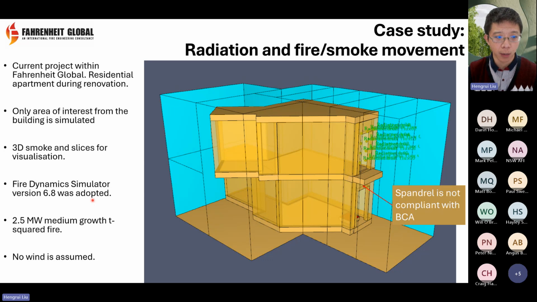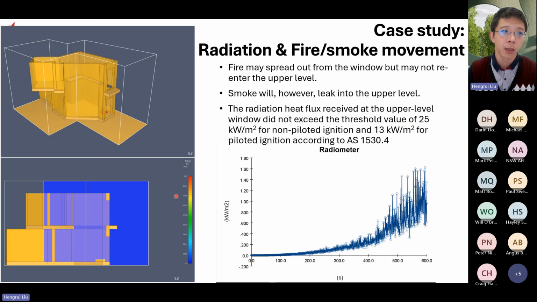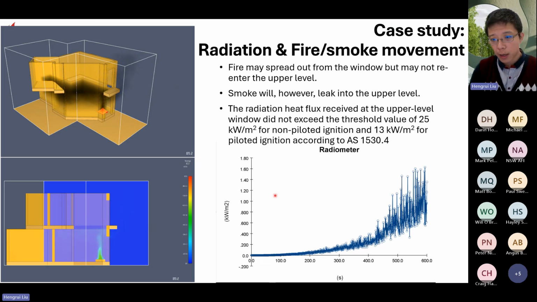Like we said, Fire Dynamics Simulator, and we put in a 2.5 megawatt medium growth t-squared fire, and we run the simulation for 10 minutes within this computational domain. On the left-hand side are two animations. On the top, you see the fire and the smoke. And on the bottom, you see the temperature, on the slice on the doorway and the opening as well. And on the right-hand side are the radiometer readings we put here.